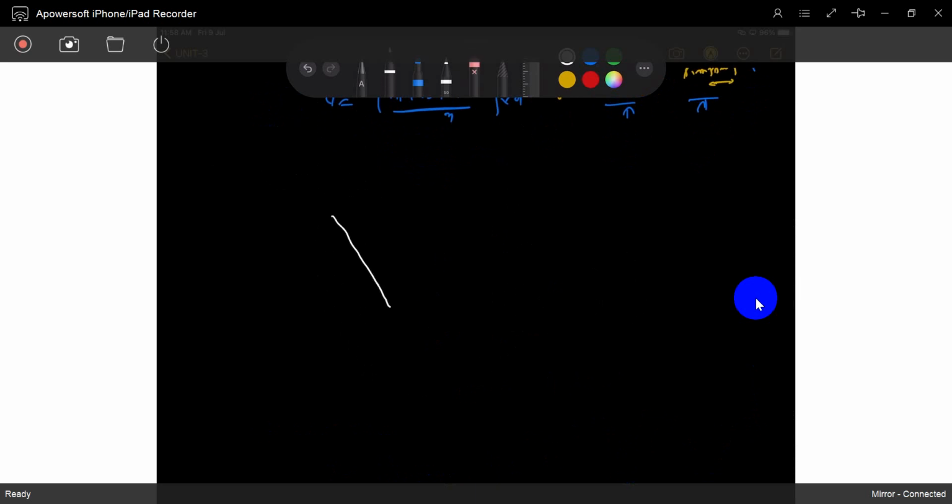The area of a trapezoidal section. Where is it most probably used? Most probably in canals. Understood? It's canals, so canal excavation.